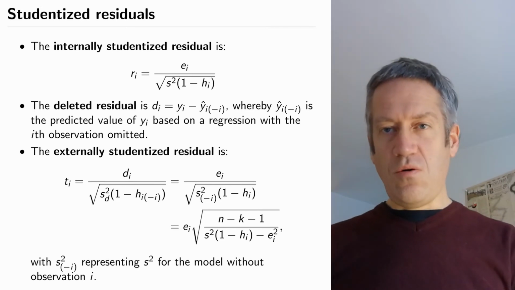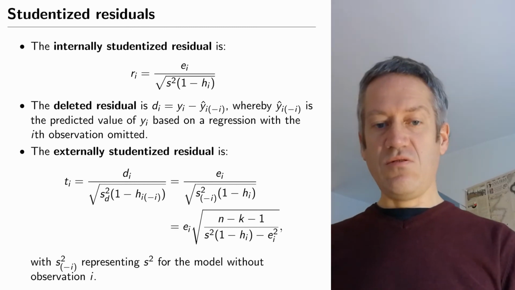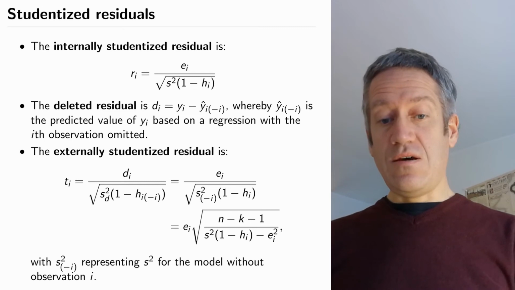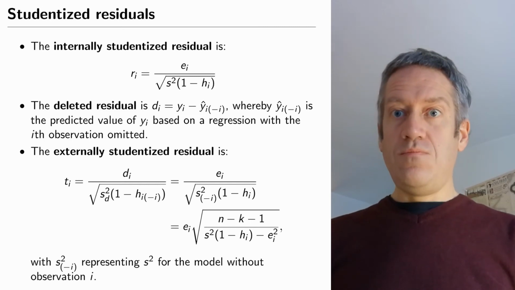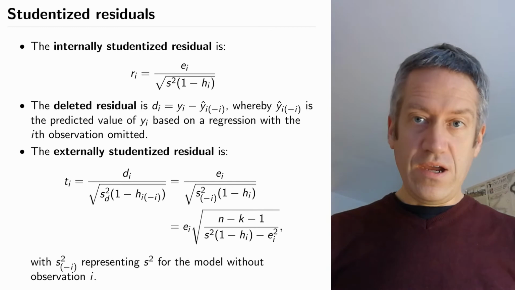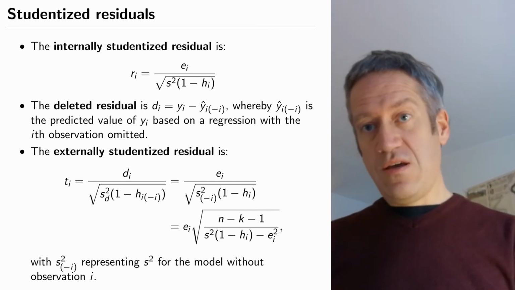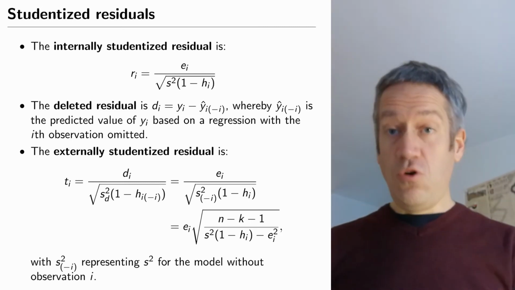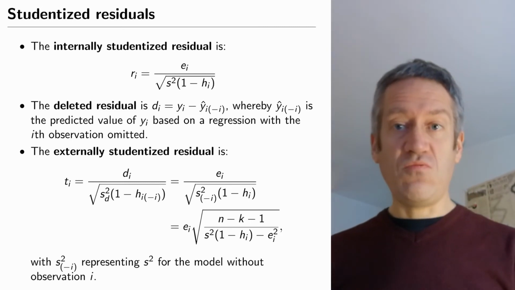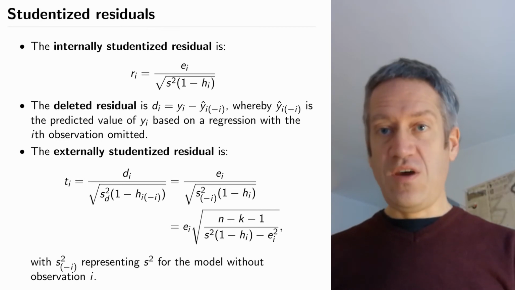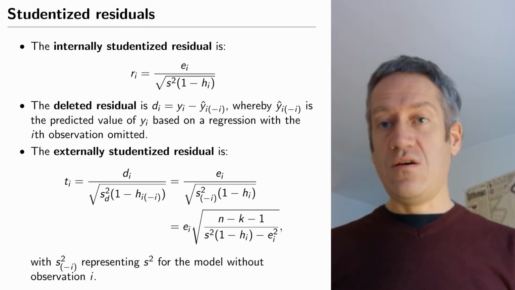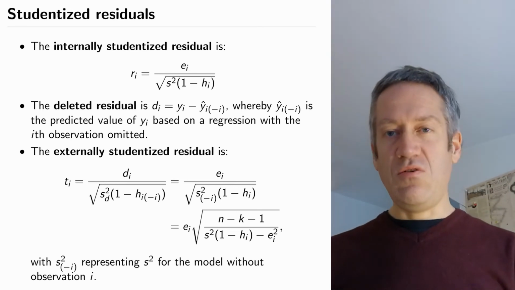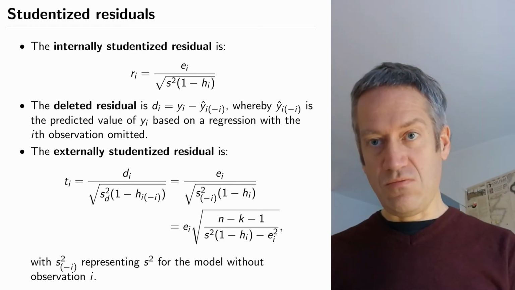And then there's also a more complicated externally studentized residual that makes use of the deleted residual, which is the difference between y and the predicted value of y if for the prediction we had excluded this particular observation. So normally we think of residuals as the difference between y and y hat. So for each observation we look at what is the real observed y and what is the predicted y given our regression. And we look at the difference between those two as the residual.